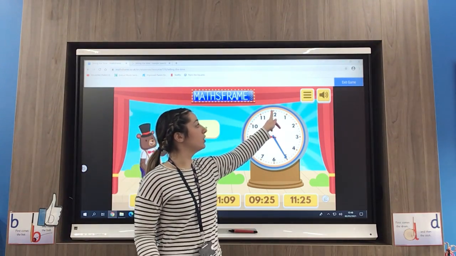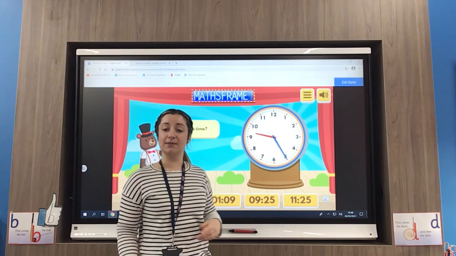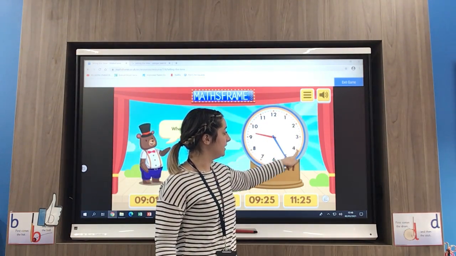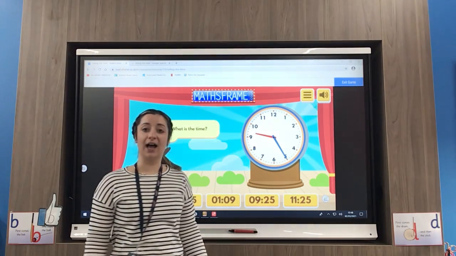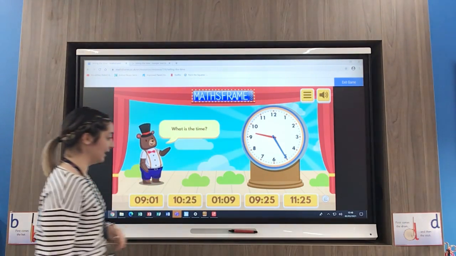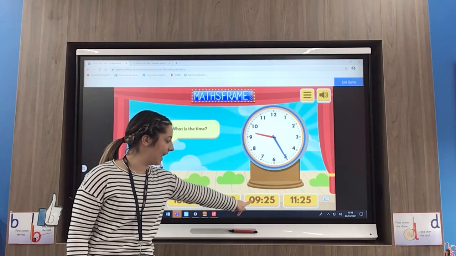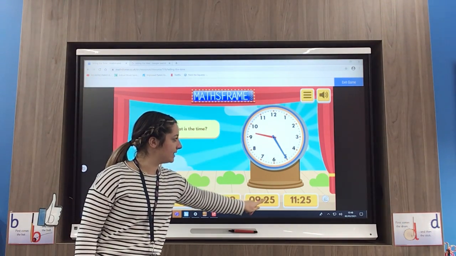So you can start from the number 12 in your 5 times table and count the intervals. 5, 10, 15, 20, 25. So the time would be 9:25, which we can see there. 09:25.